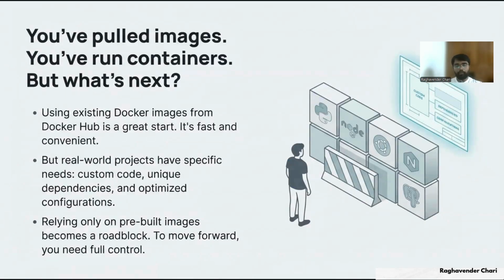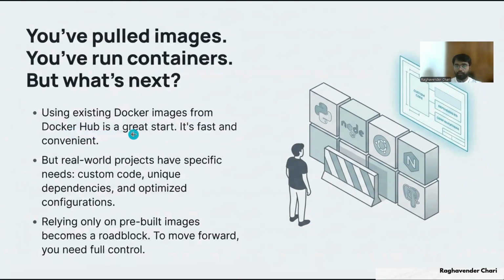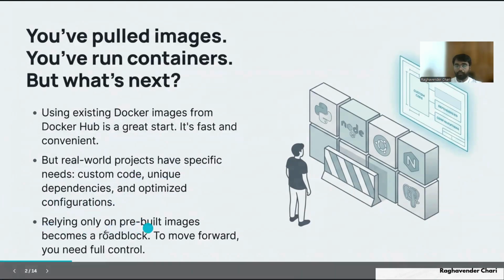So you have built images. In the previous videos we built the hello world image, and we have also seen different types of images using Docker. Using existing Docker images from Docker Hub is a great start. It's fast and convenient, but real world projects have specific needs: custom code, unique dependencies, and optimized configurations. Relying only on pre-built images becomes a roadblock.